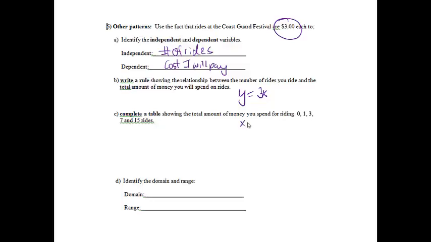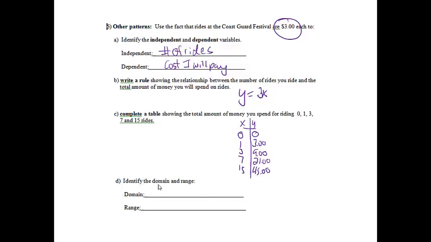C, complete a table showing the total amount of money you spend for riding 0, 1, 3, 7, and 15 rides. So just some random amounts of rides. 0, 1, 3, 7, 15. Okay, if I go on no rides, it will cost me no money. If I go on one ride, it will be $3. If I go on 3 rides, 3 times 3 would be $9. 7 rides, 7 times 3 would be $21. And 15 times 3 would be $45.